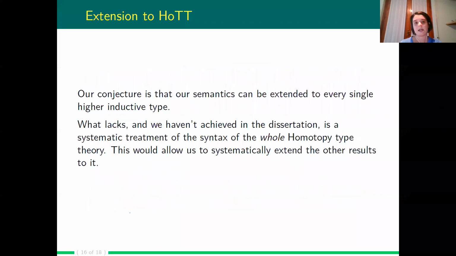And so we believe that the semantics can be extended to every single higher inductive type, but we will need to do that in a generic syntax for comprehending all of them, and we didn't obtain that in my dissertation. But I think that having it, we could extend the results.